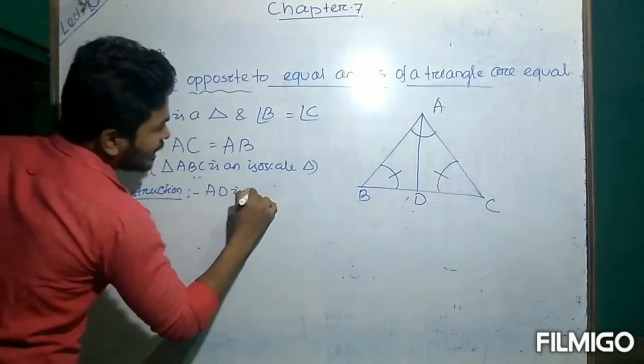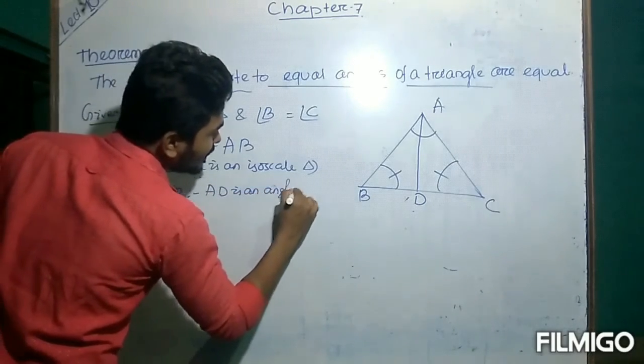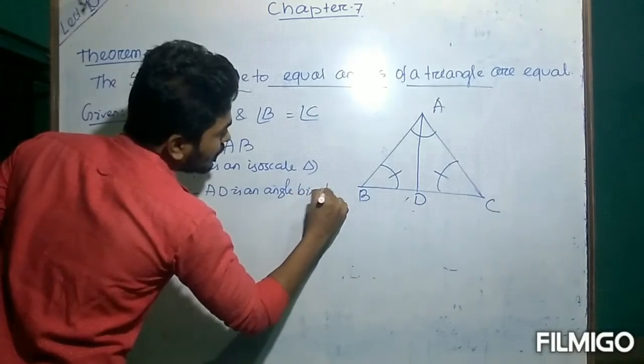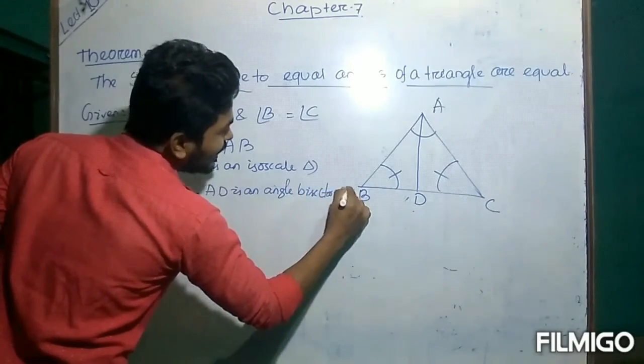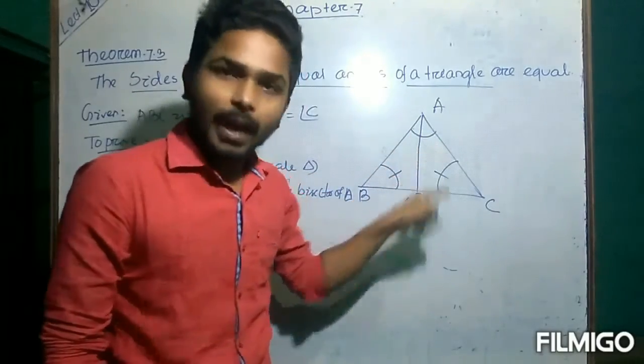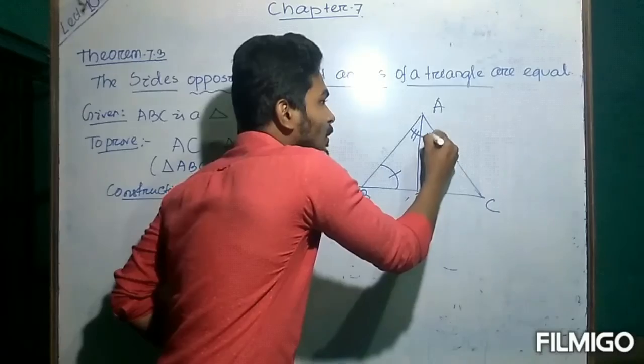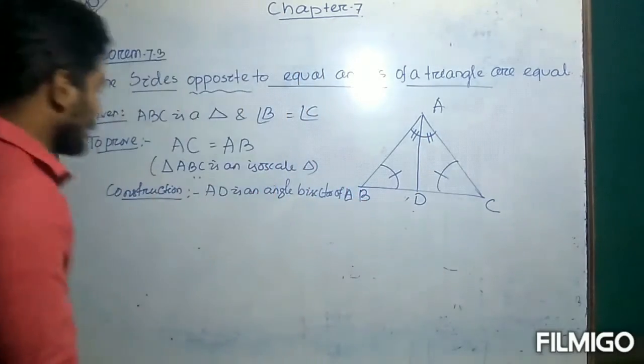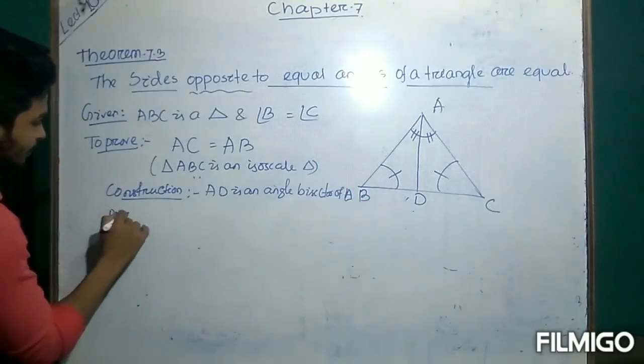AD is an angle bisector of angle A. Angle bisector means AD divides this angle into two equal halves. So this half is equal to this half. This is clear? Now proof.